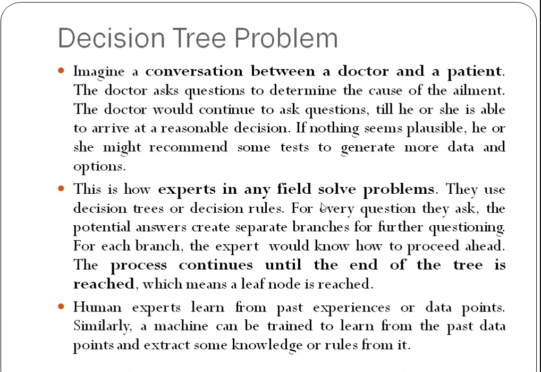This is how experts in the industry solve any kind of problem. A set of questions is asked, and at the end we come up with some decision or prediction. Human experts learn from past experiences or data points. Similarly, a machine can be trained to learn from past data points and extract knowledge or rules from it. From the historical data, we can extract the knowledge and use it to make future predictions.